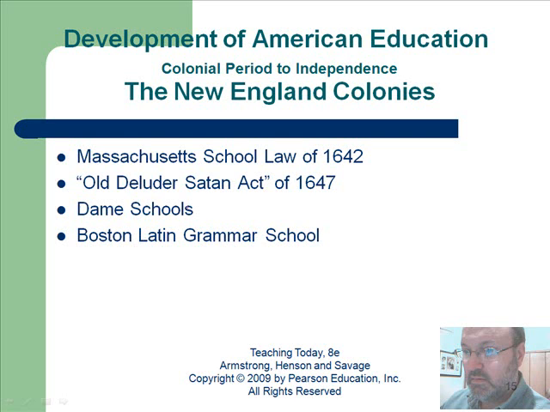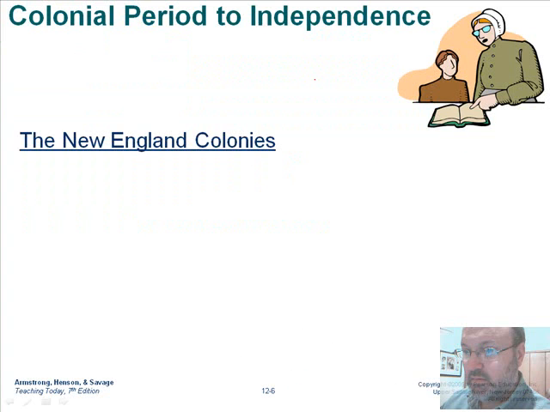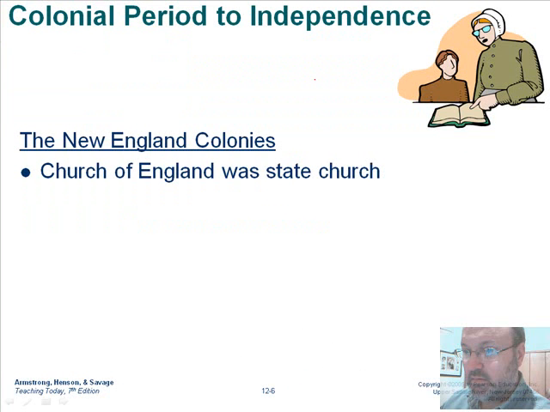So then let's move into the colonial period to independence, what the colonies were like, and here are some parts of it. Let's just jump into it. First of all, there are three sets of colonies: the New England colonies, the Middle colonies, and the Southern colonies. The New England colonies had these contributions.